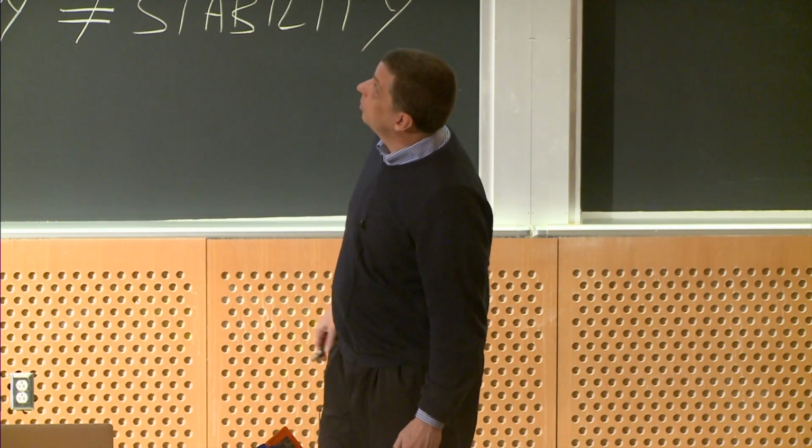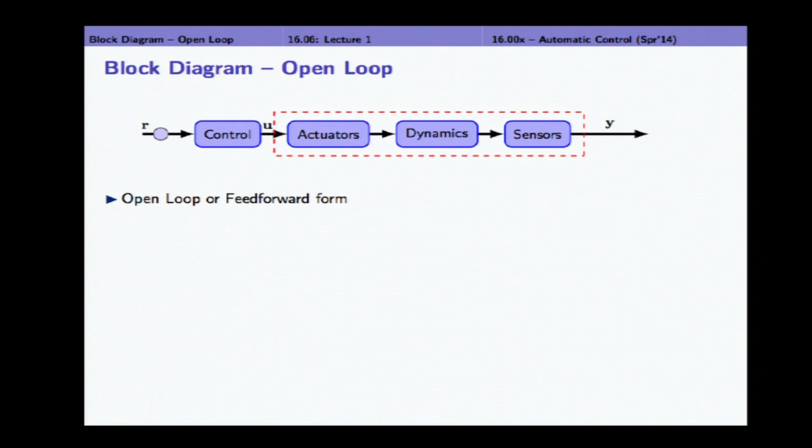The question is, what's the control problem? This is what we call a block diagram. It has the sensors, the actuators, and now the red thing is G. The very basic control is just open loop. And the straightforward strategy is what we'll call plant inversion.